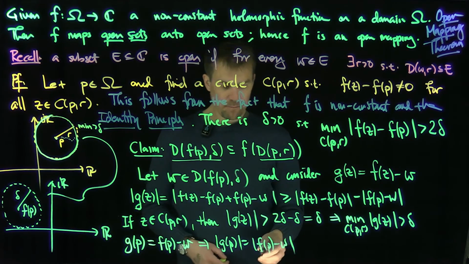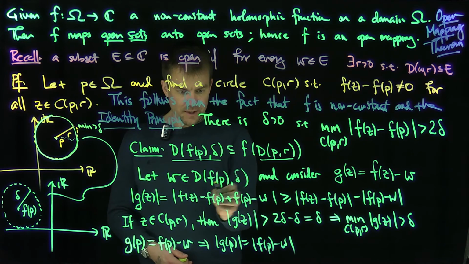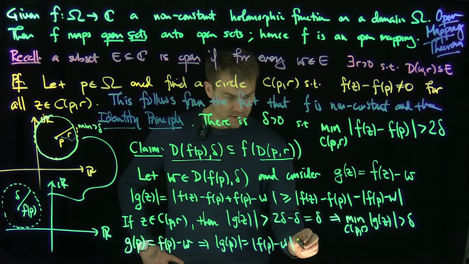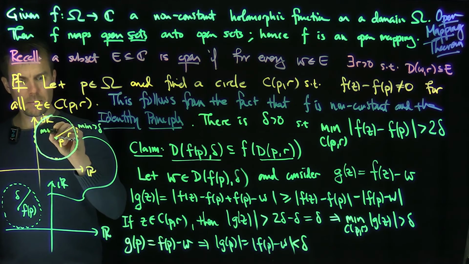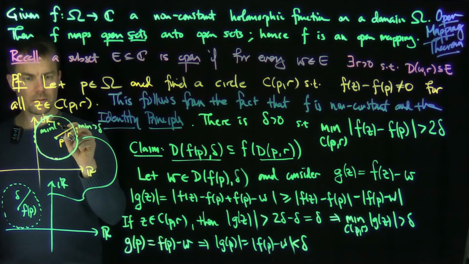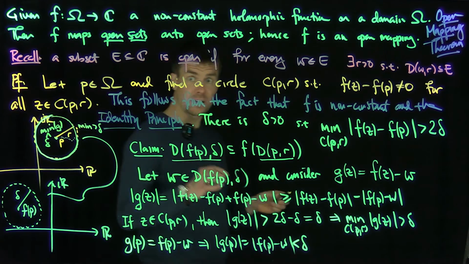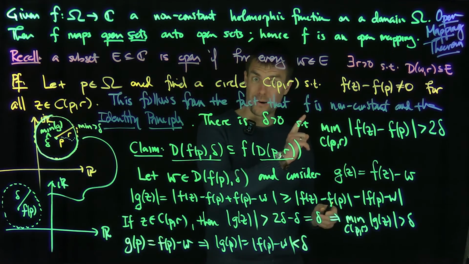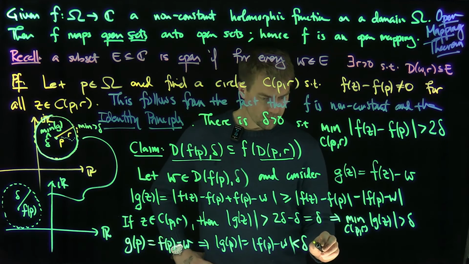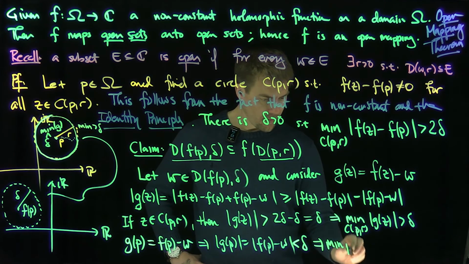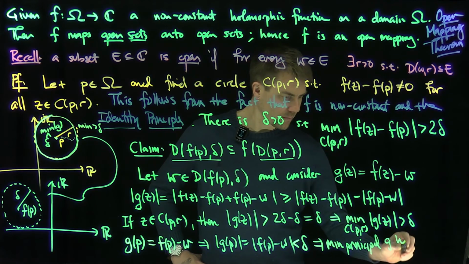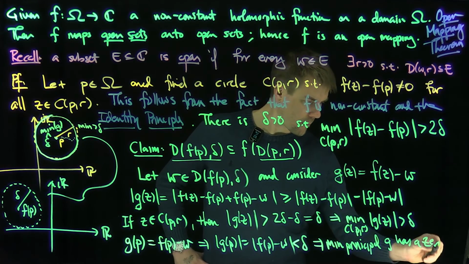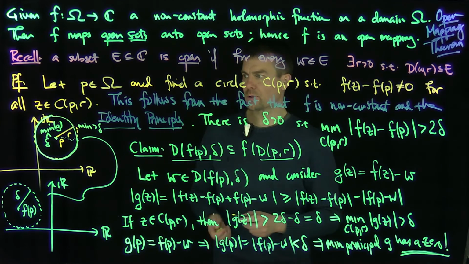So I know that w is in the disk of radius delta. So this is less than delta. So the modulus of g(p) is less than delta, while the minimum over the circle of g is bigger than delta. That contradicts the minimum principle unless what? Unless there's a 0, right? So by the minimum principle, g has a root. So g has a 0 somewhere in here.